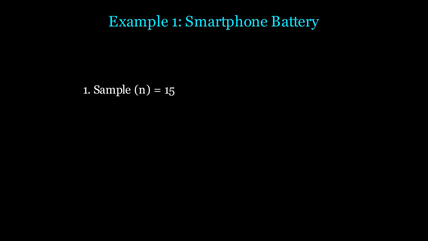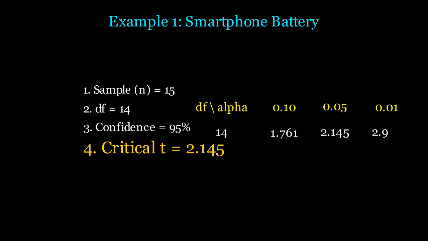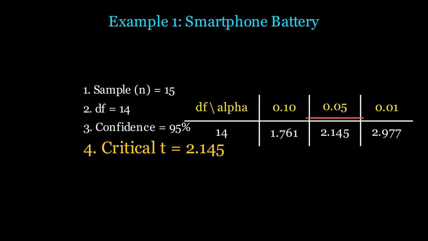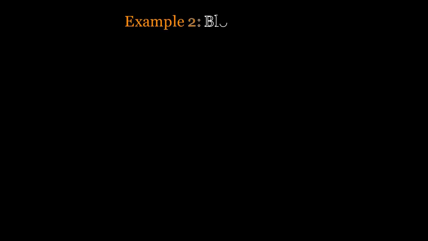Let's walk through a real-world example. Suppose you are a scientist testing the battery life of a new smartphone. You test 15 phones and want to calculate a 95% confidence interval. Step 1. Calculate degrees of freedom. 15 minus 1 is 14. Step 2. Find your column. A 95% confidence level corresponds to a two-tail alpha of 0.05. We go down to row 14 and across to the 0.05 column. The value we find, approximately 2.145, is our critical t-value. This value tells us how many standard errors we must move away from the mean to capture 95% of the data.